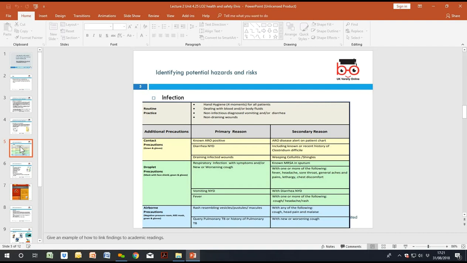In front of us is a table. We have additional precautions, primary reasons, and secondary reasons. If we look at contact precautions, we might have contact with gowns and gloves. The primary reason would be a known ARO positive or diarrhea. And secondary would be ARO disease alert on the patient chart, including known or recent history of Clostridium difficile, draining infected wounds, weeping, cellulitis, shingles, or as a result of gown and gloves.